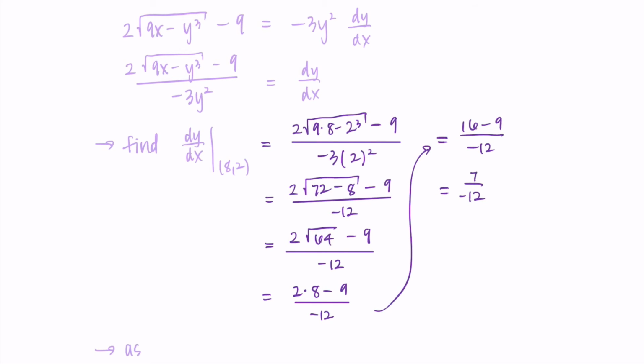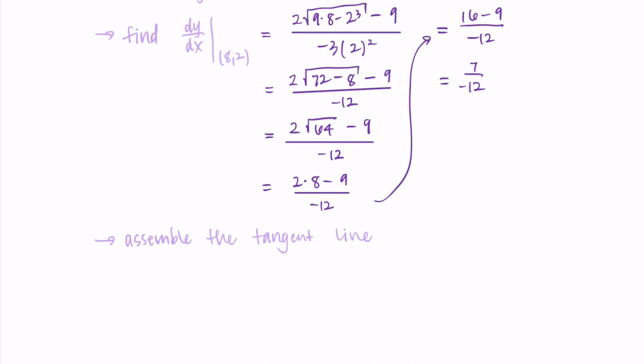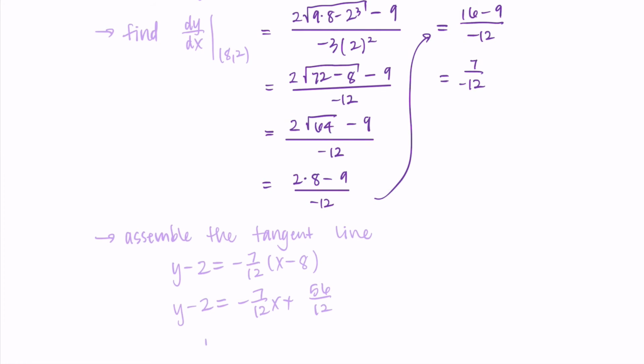So I officially have a point and a slope, and I just need to assemble the tangent line. So I'm going to do point slope form. I do y minus 2 is equal to the slope negative 7/12 times x minus 8. And now I just need to simplify. I'm going to write my final answer in y equals mx plus b. So I distribute on the right-hand side. I'm getting negative 7/12 x plus 56 over 12. That 56 over 12 simplifies to 14/3.